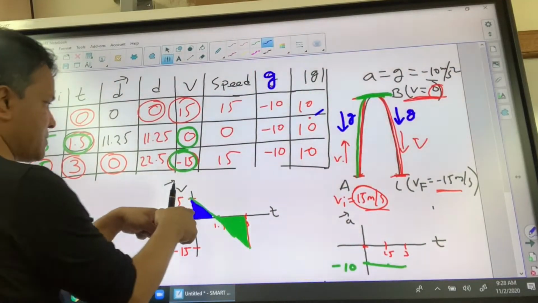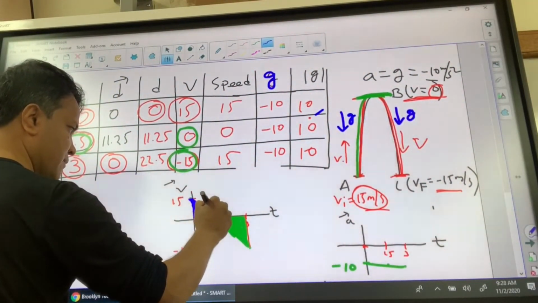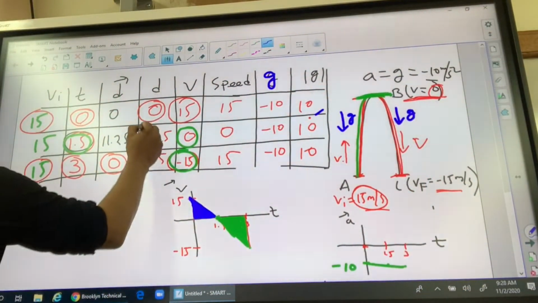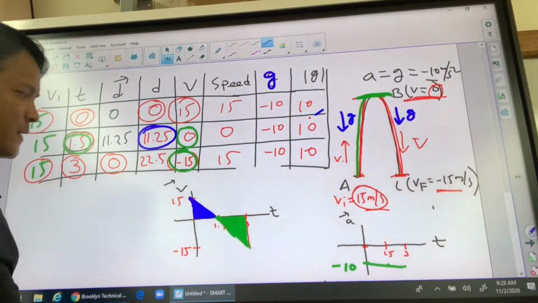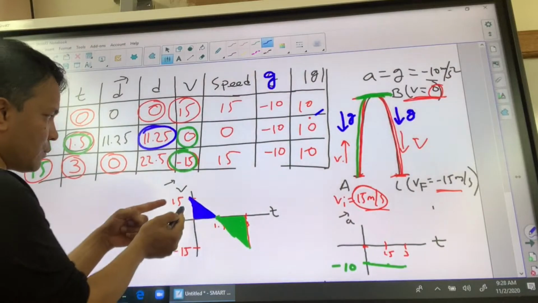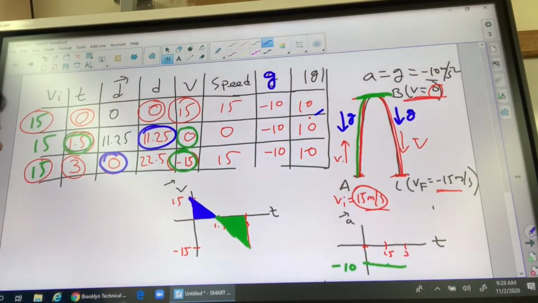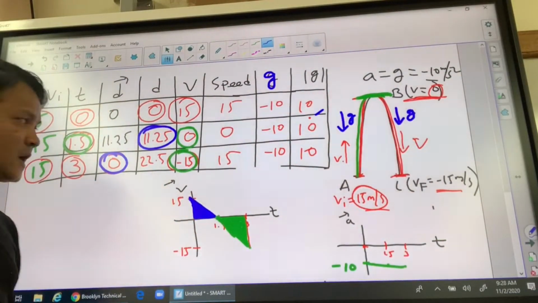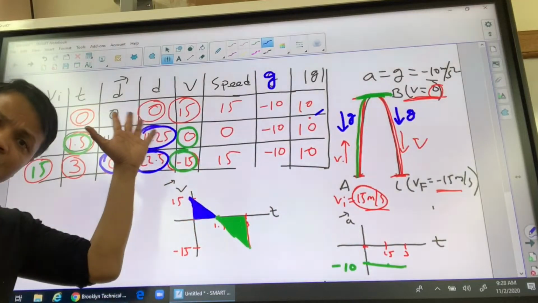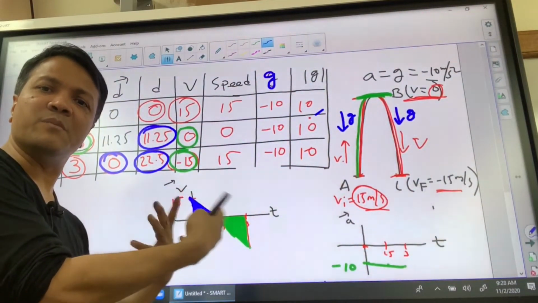So let's first find the blue area. And I already know what the blue area is. Blue area is 11.25. Why did I write 11.25? And what is the green area? It is negative 11.25. Okay. So blue area plus green area with sign is 0. That's why the displacement is 0. And the blue area plus green area in absolute value is 22.5. That's why the distance is 22.5. Those of you who did not understand the math should understand now, because visually this makes more sense.